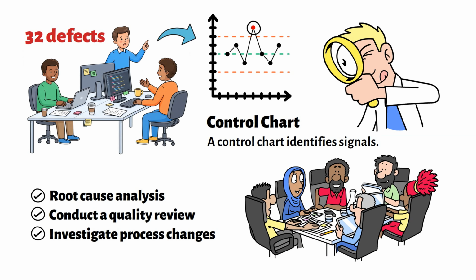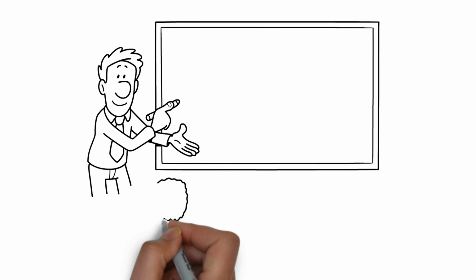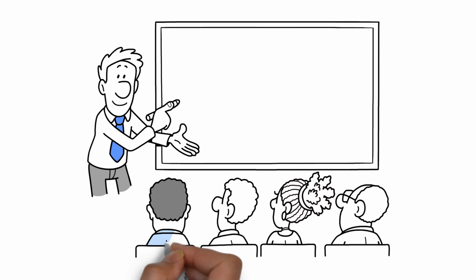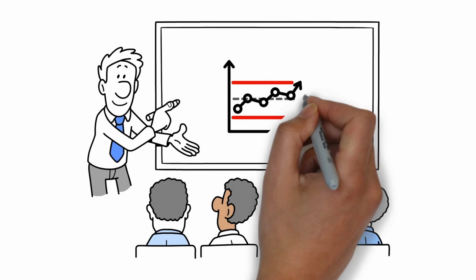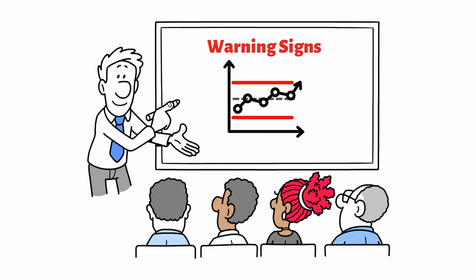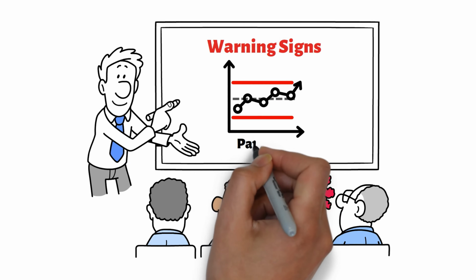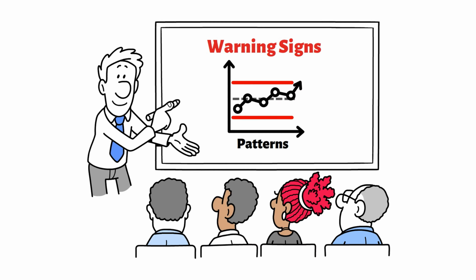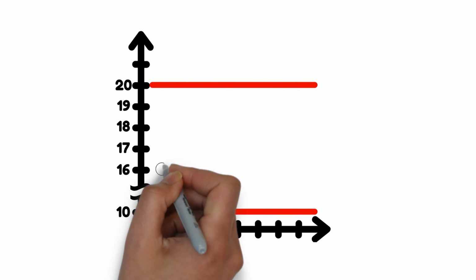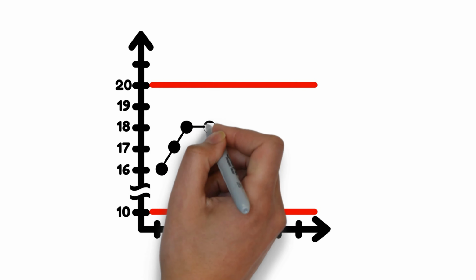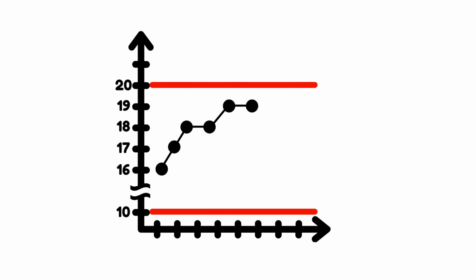investigate process changes. One common misconception is that you only need to pay attention when a point falls outside the control limits. In reality, a process can show warning signs even when every data point remains within the limits. This is why project managers must look at patterns, not just individual observations. For example, imagine the defect counts over 7 sprints look like this: 16, 17, 18, 18, 19, 19, and 20 defects sequentially. Every point is still within the control limits.